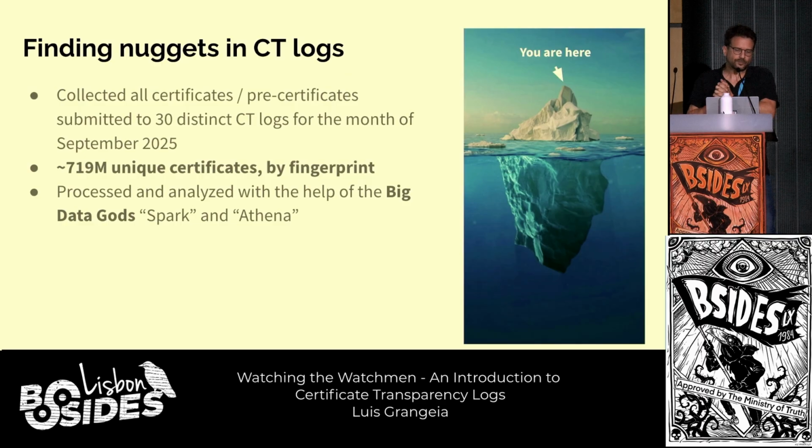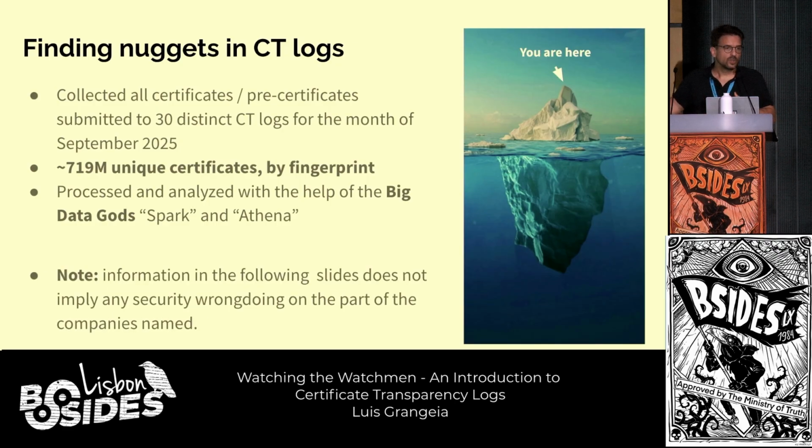So I took the data for September 2025. It's about 720 million unique certificates, and I used the help of the big data gods, Spark and Athena, really nice guys, and we just looked at the data. By the way, I will name some companies here. They haven't done anything wrong. They just issued certificates, and that ends up showing up in public data, and that's the reason why we're here.